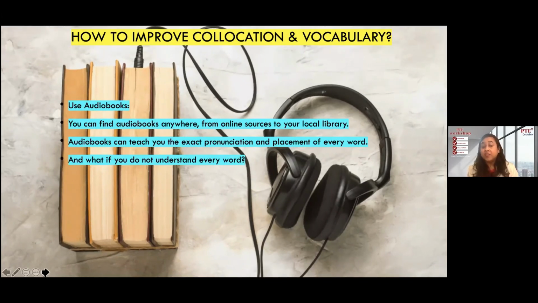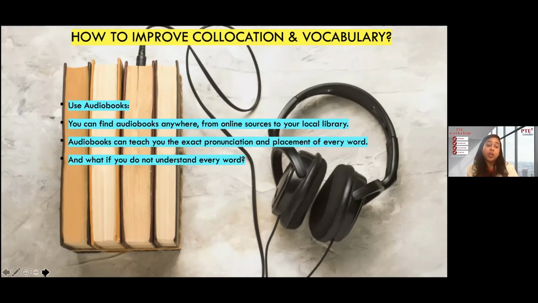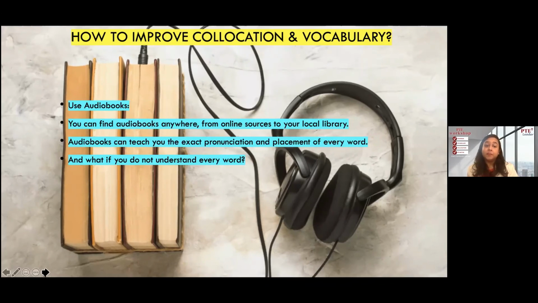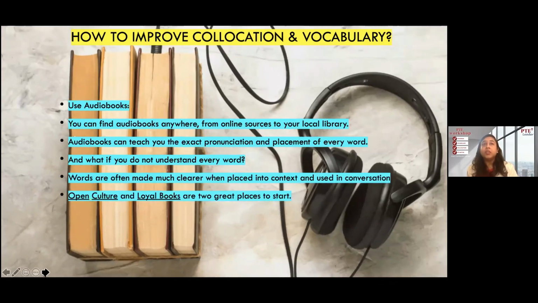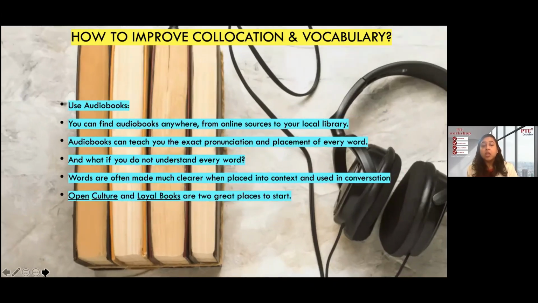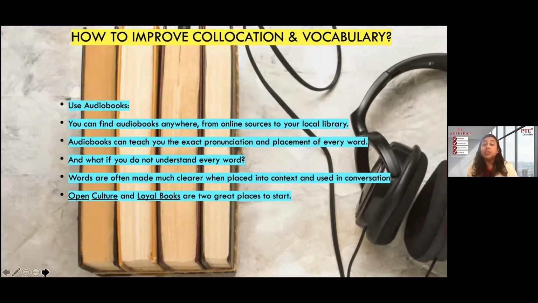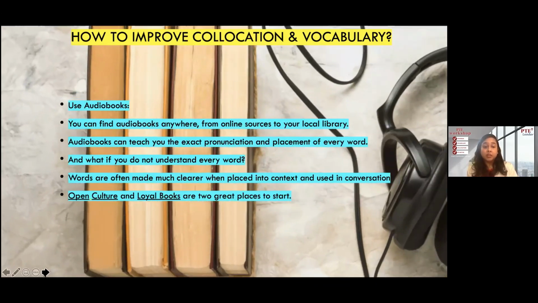And yes, what if you do not understand every word? This will likely be the case. If you are listening to an audiobook, obviously some words will be new and you will not understand every word. But that's the advantage basically, okay? Words are much clearer when you listen to a word in a specific context or in a conversation. Even if you don't know the meaning, you can guess or predict the meaning from the context.